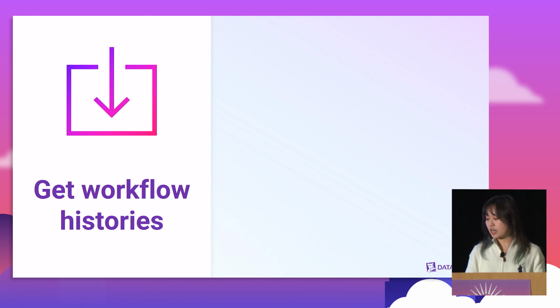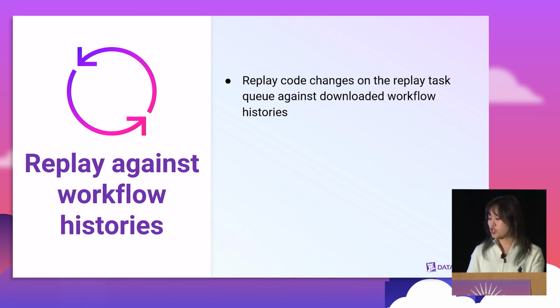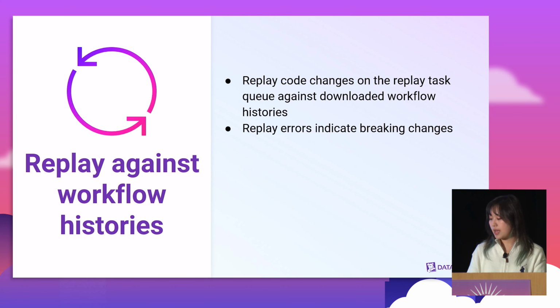Once that's done, we would go through the sample workflows and actually download the workflow execution histories. And then once we have them downloaded, we would replay the code changes on the replay task queue against the downloaded workflow histories. The reason we want to replay is to determine if there are any replay errors, because these replay errors actually indicate breaking changes.